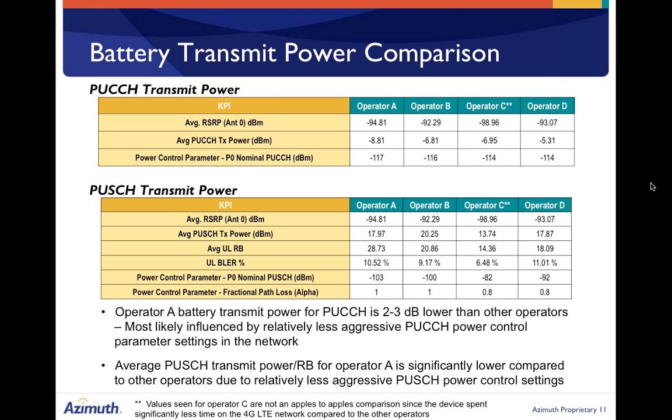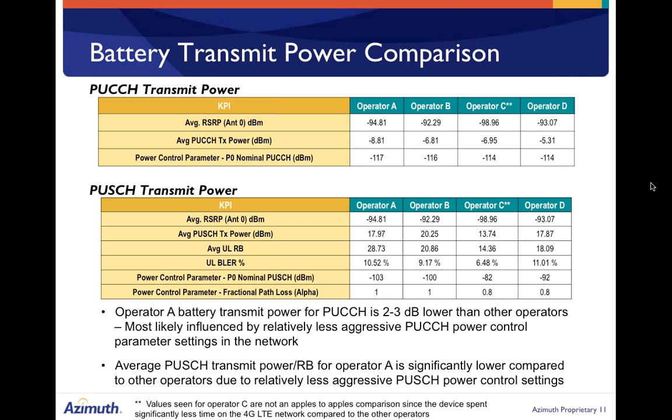But if you look at operator A, it becomes obvious that operator A was the one which had the least amount of PUCCH transmit power compared to operator B and operator D. And it was about 2 to 3 dB lower transmit power on PUCCH compared to B and D. And that's actually a good thing, because using a lesser amount of transmit power would mean that it can offer better battery life to the end consumer. And so in this case, we would say that operator A was the best operator in terms of both throughput or data speeds as well as battery transmit power performance.